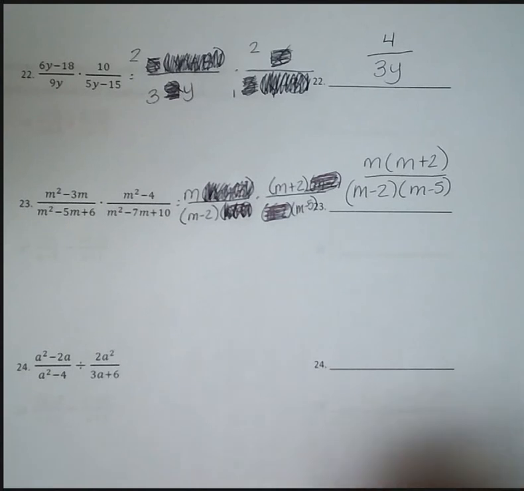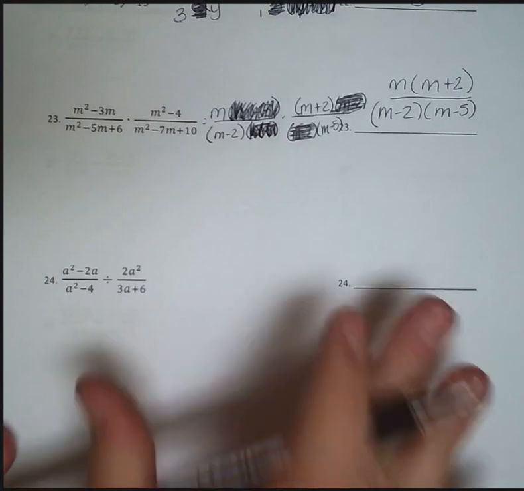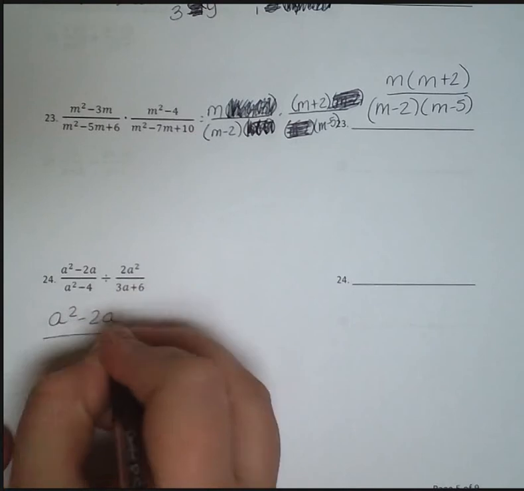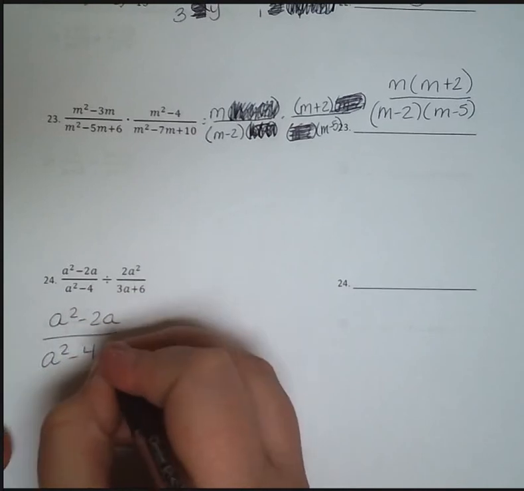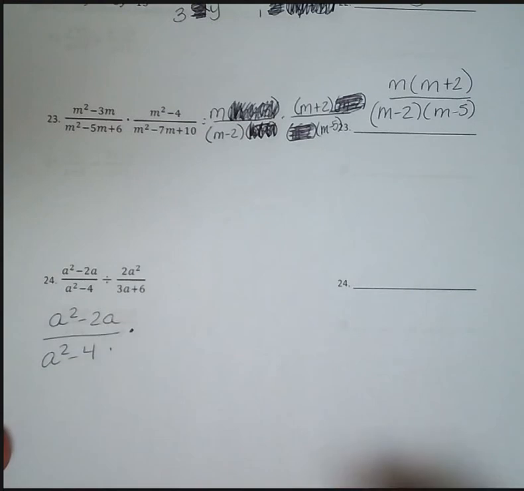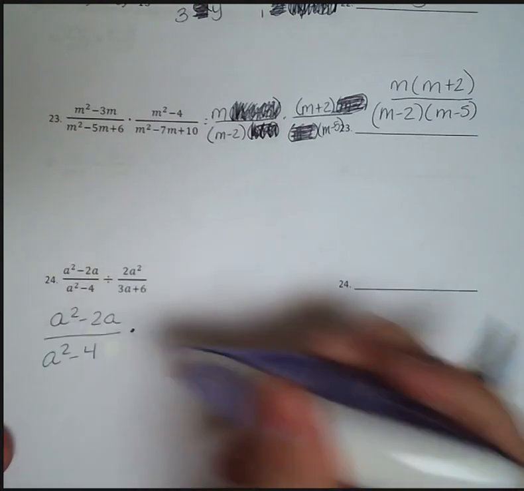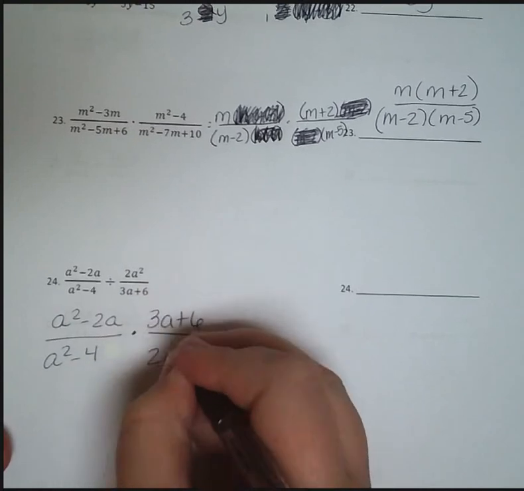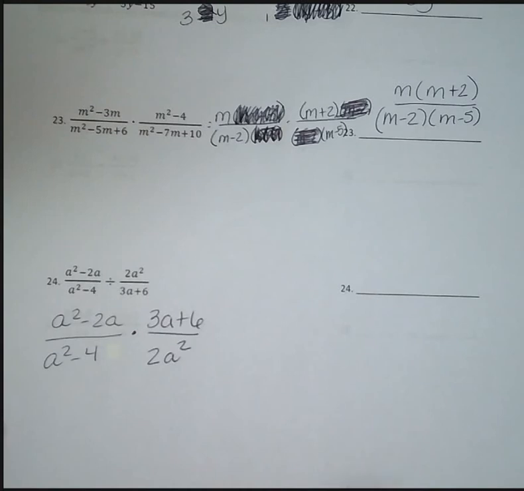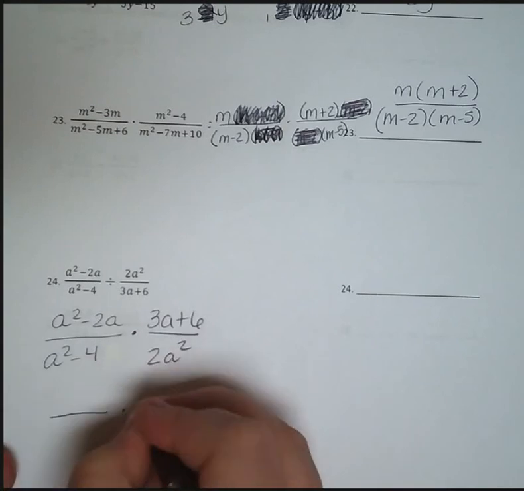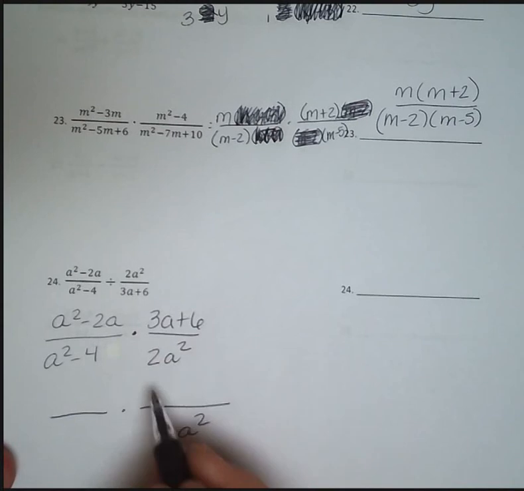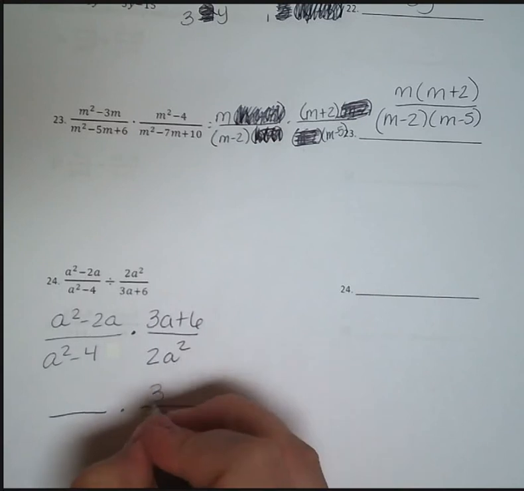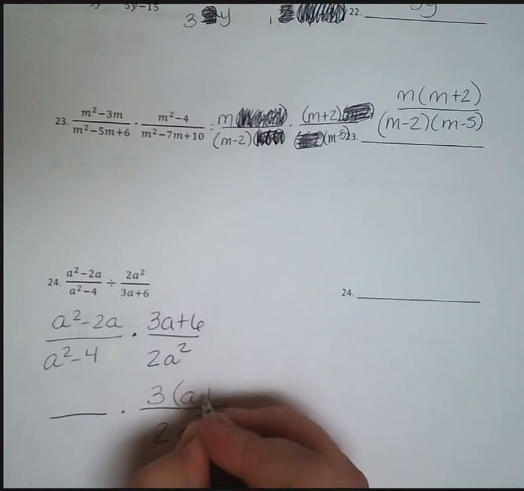All right, moving on to number 24. This is division, so before I factor, I'm going to keep that first fraction the same. I'm going to change the division to multiplication, and then I'm going to flip that second fraction. So now I'm going to factor what can be factored. That 2a squared isn't going to be able to factor, so I'm just going to rewrite that. 3a plus 6, I can pull out a 3, and it leaves me with an a plus 2.